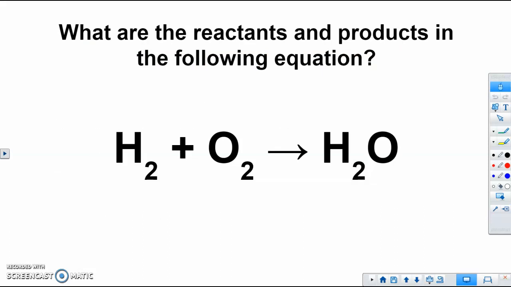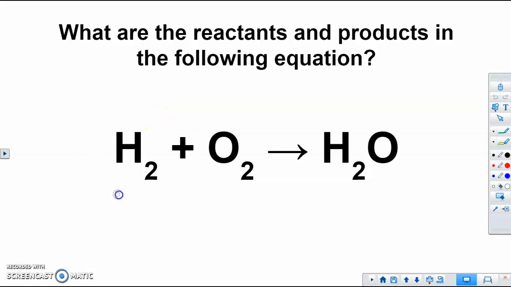So take, for example, the following chemical equation. We have hydrogen gas and oxygen gas, H2 plus O2, makes H2O, or water. If you had to look or analyze this chemical equation, what would you say are the reactants, and what would you say are the products? Go ahead and pause the video and think about it for a second, and then continue when you have an answer in mind.